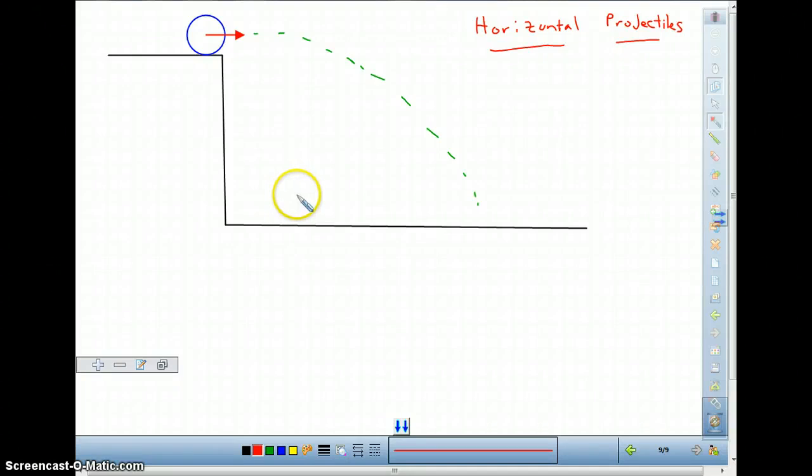We're going to go over the basic concept of a horizontally fired projectile, one of several cases of motion in two dimensions we're going to get into in Chapter 3. So just as a simple scenario, we're going to have a ball rolling off a tabletop horizontally and following a projectile trajectory that's parabola-like.